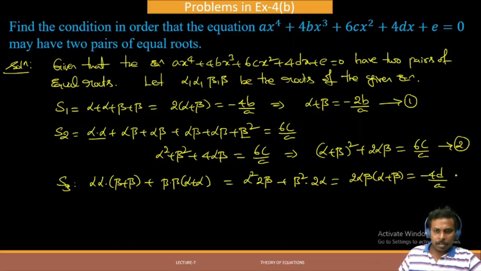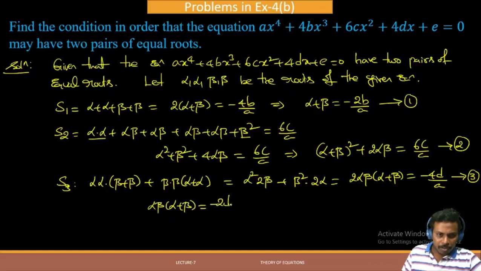Okay, we call it as equation 3. Now let us simplify this equation 3. This is alpha beta into alpha plus beta is equal to minus 2d divided by a.